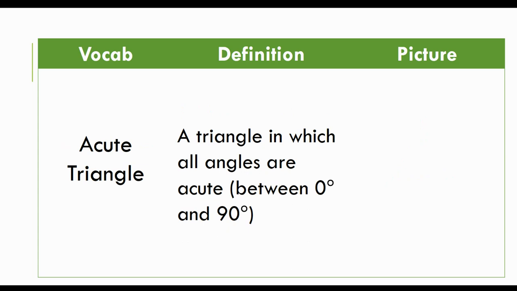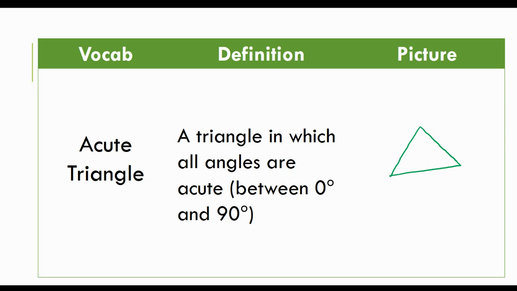All right, now we have an acute triangle. An acute triangle is a triangle in which all the angles are acute. And remember, acute means that that's going to be a measure between 0 and 90. So technically, the last picture that we just saw of equiangular, they're all 60 degrees. So they're all between 0 and 90. So technically, equiangular triangles are an acute triangle.